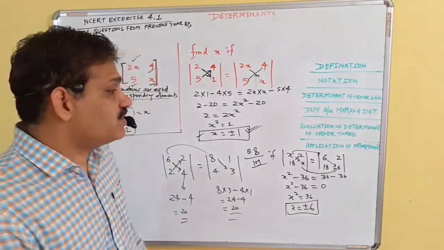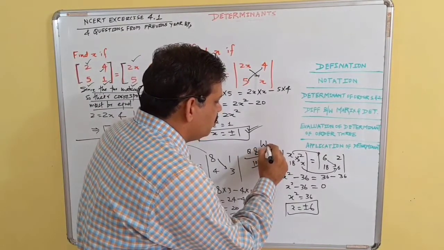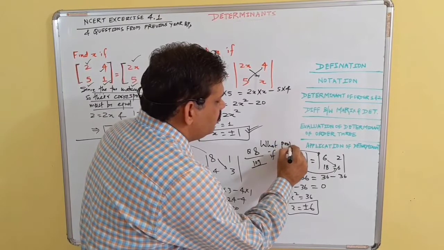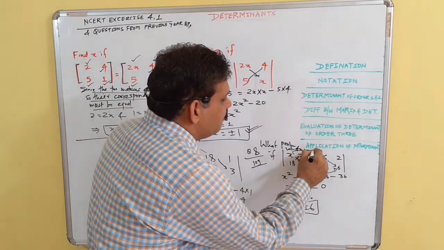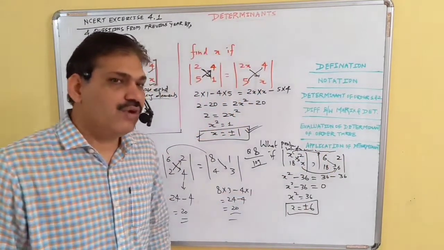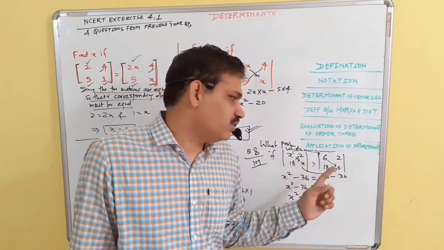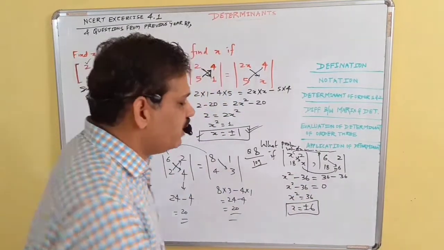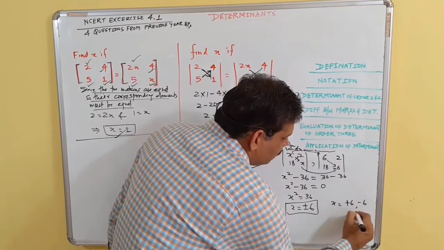Now, if I change the question, if I write: for what positive value of x makes the following pair of determinants equal? What positive value of x makes the following determinants equal? So we find the value of this and this, we compare, we get two values, x is equal to plus 6 or x is equal to minus 6.